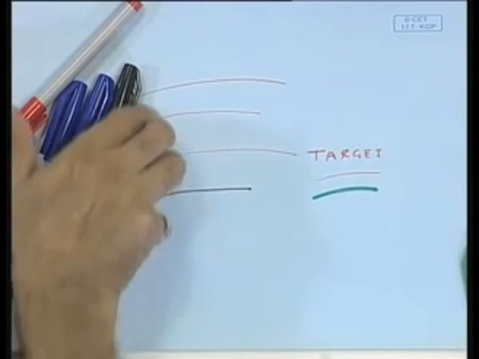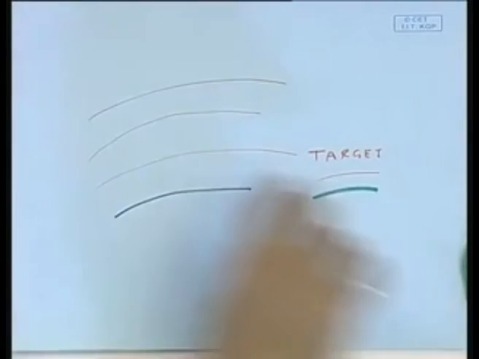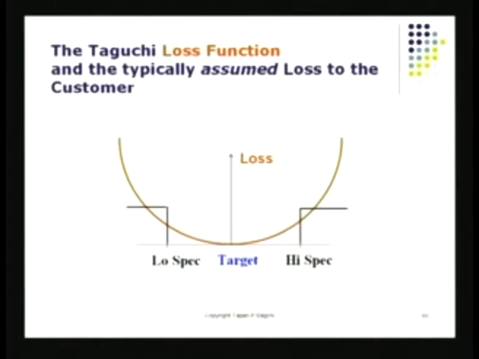What Taguchi did was, he articulated these things by drawing this little picture here. And look at the picture there. The target is the place where the customer is happiest. If you move away, if you offer him a product whose dimension is away from the target, or whose quality characteristic is away from the target, the customer is going to incur something that we call a loss.